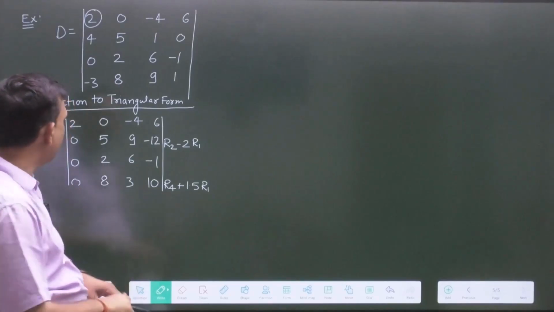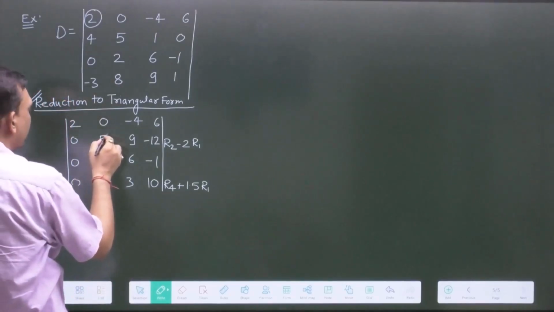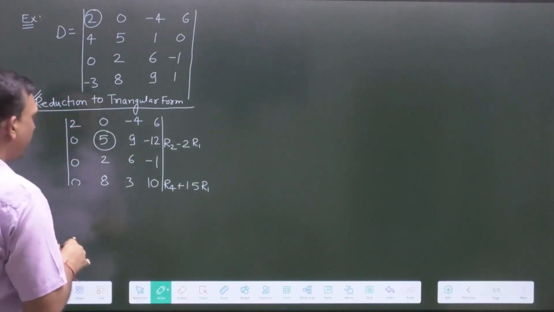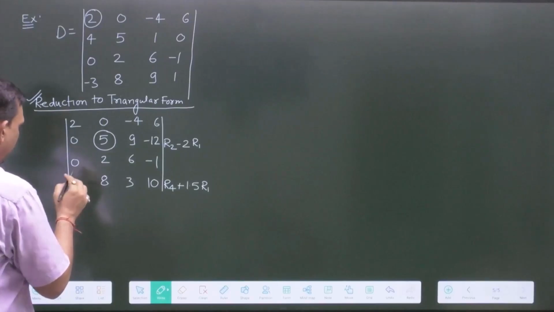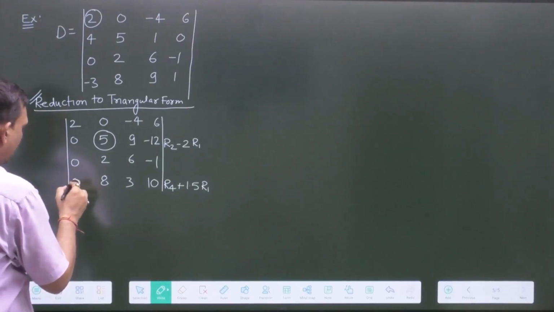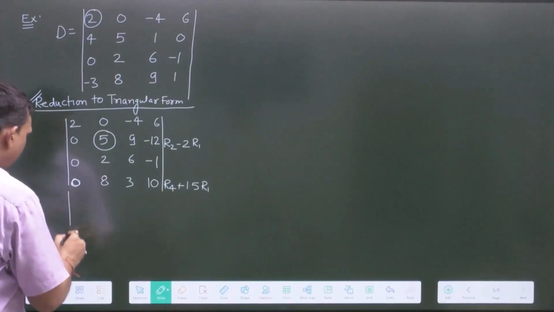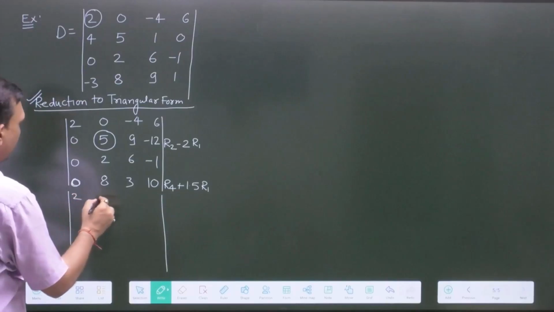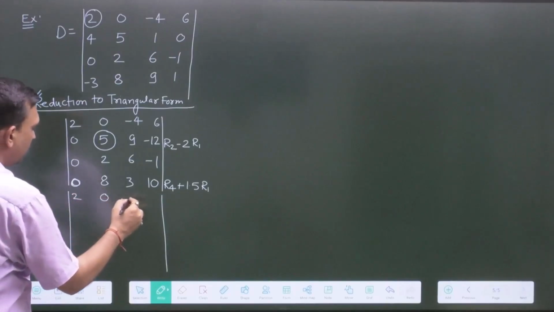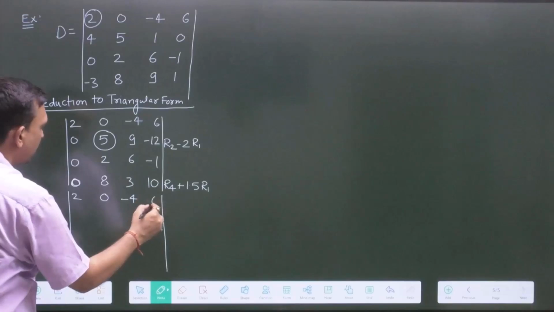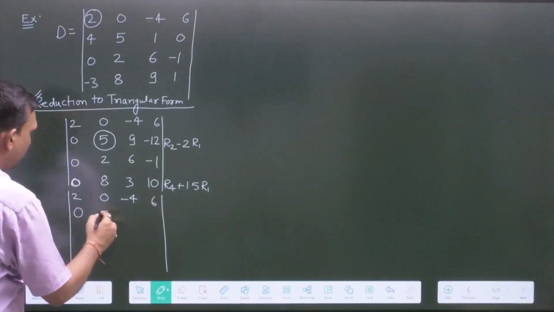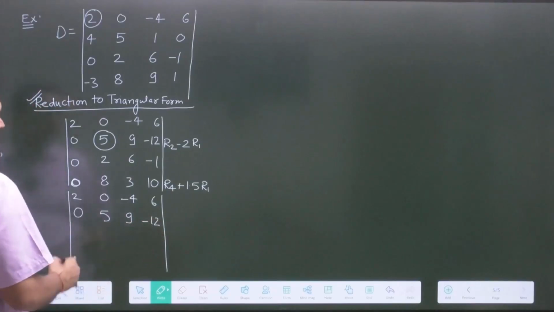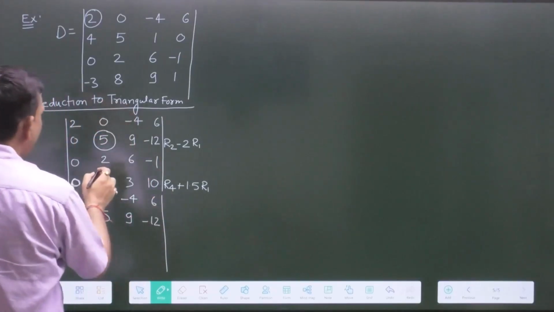So in the next step, this will be the pivot element. So this is 2, 0, minus 4 and 6. 0, 5, 9, minus 12. So now you want this to be 0.